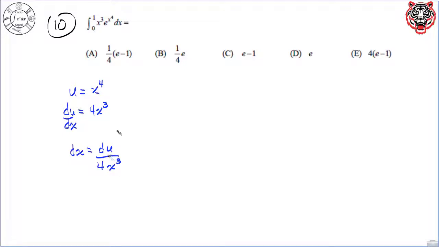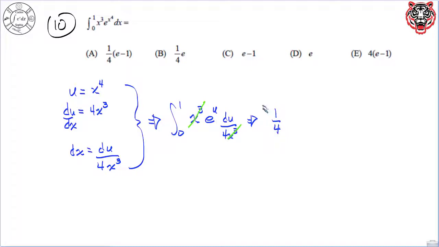And when I sub that in, after doing all of that, the equation now is the integral from 0 to 1 of, I still have my x cubed, e to the power of, no longer x to the power of 4, but e to the power of u, and that's going to be multiplied by dx, and we know what dx is: du all divided by 4x to the power of 3. And notice that we have x to the power of 3 and x to the power of 3, so those will cancel out, and I'm really left with the integral between 0 and 1 of 1/4 e to the power of u du.